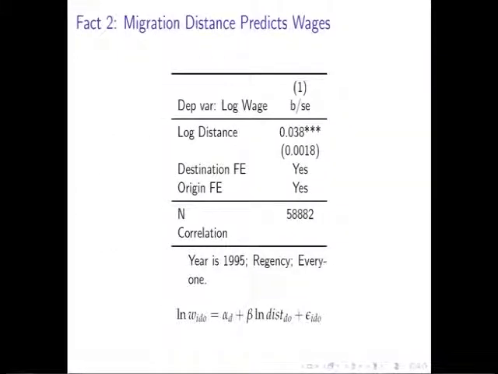Okay. The second fact is that this is a regression of the log of the wage of an individual as a function of the distance that they move between where they were born and where they currently live. So the further people move to where they currently work, the higher is their wage. And so this to us is suggestive of selection. So there's a cost of moving across space, which was implied by the gravity equation.